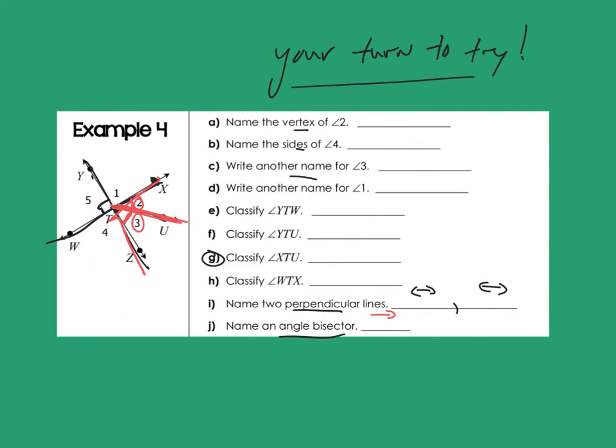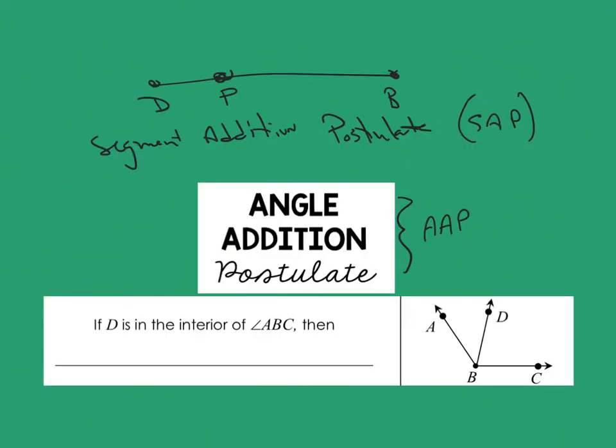All right, you're on your own now. All right, so remember we had the segment addition postulate, SAP for short. Well, we've got the angle addition postulate, AAP for short. Now remember, the segment addition postulate said that if you take this piece here, add to this piece here, you get the length of the whole thing, or that DP plus PB equals DB. Now we're going to do the same thing with angles.